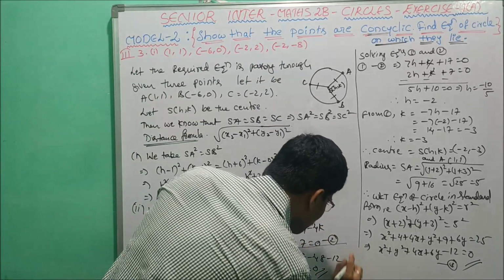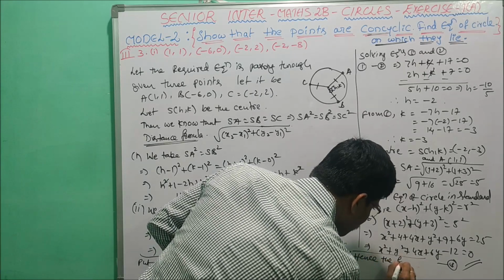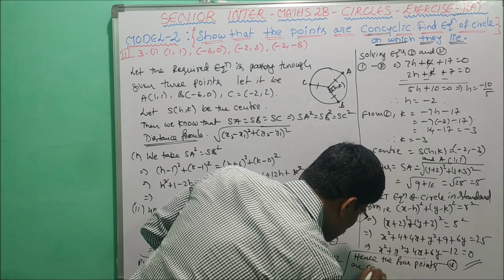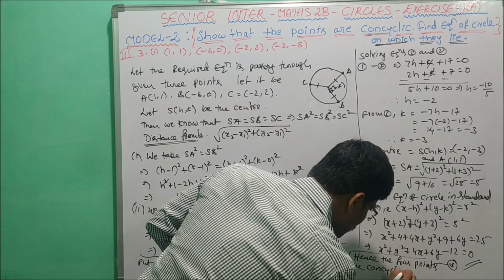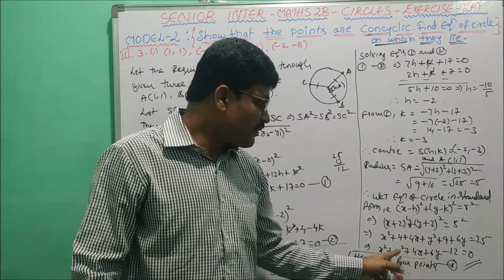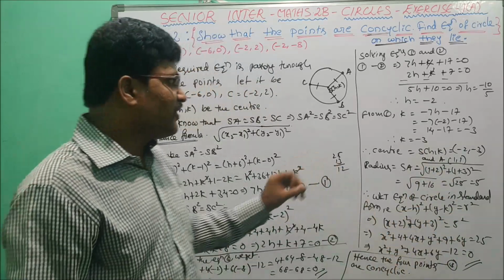Hence the 4 points are concyclic. And finally we write the required equation, that is x square plus y square plus 4x plus 6y minus 12 equal to 0. This is the solution for this question.